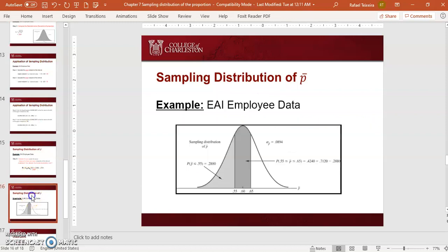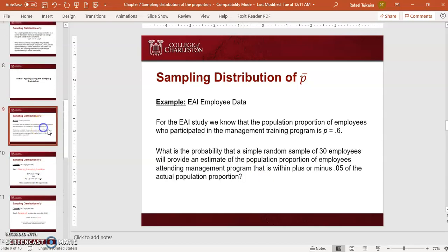So let me show you this. This is what we're doing. We take the population proportion and add 0.05, which gives us 0.65, and subtract 0.05, which gives us 0.55. So this is the area that we're interested in. What's the probability that a sample of 30 employees will fall around this population proportion? This is what the problem is talking about.